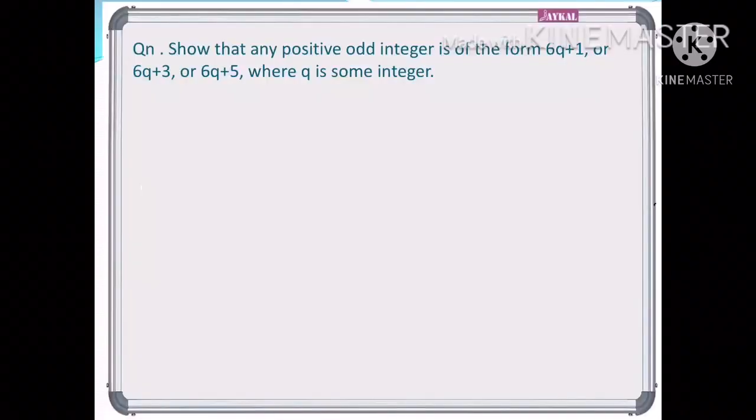Now let us try to solve some problems based on Euclid division algorithm. First problem is, show that any positive odd integer is of the form 6q plus 1, 6q plus 3 or 6q plus 5, where q is some positive integer.